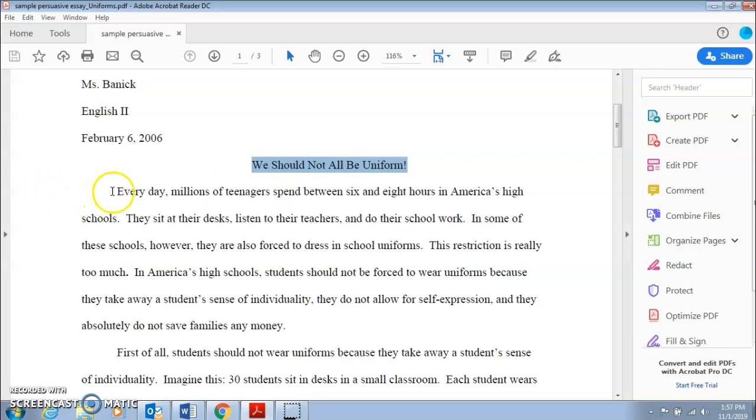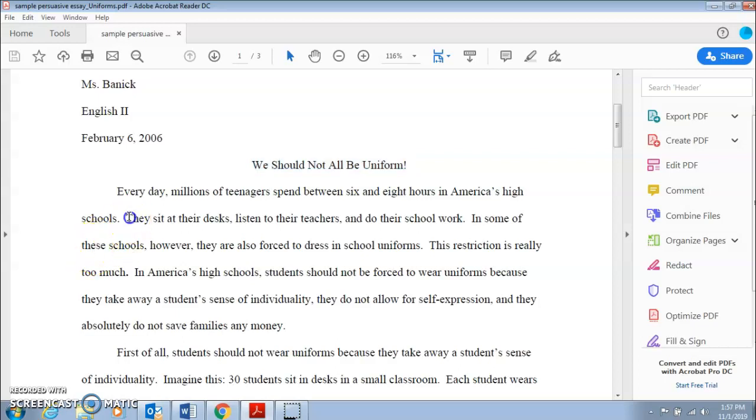Their hook is every day millions of teenagers spend between 6 and 8 hours in America's high schools. Now unfortunately that is not that interesting of a hook. Basically all this person is doing is stating a fact. And it's stating a fact that we all know, so it's not that exciting or engaging. It doesn't make us want to keep reading because it's something we don't already know. So this author could definitely improve by adding a more interesting hook.